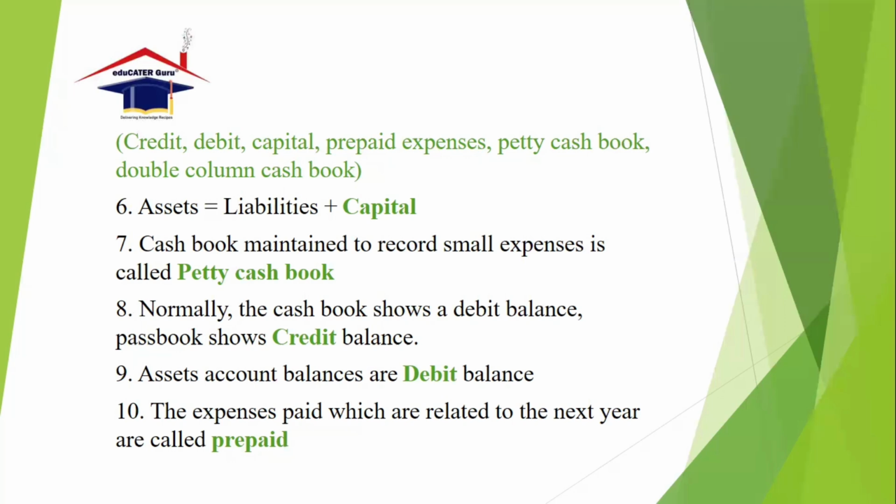Next, the expenses paid which are related to the next year are called prepaid. For example, this year you have to pay an insurance amount of rupees 5,000, and next year also you'll have to pay 5,000. And you feel like you have more money and you can pay for both the years at once so that you get some discount or something like that. So you plan to pay the next year's expenses this year itself. So that transaction is called prepaid, which you have paid in advance. So the expenses relating to next year, which are paid in this year, are called prepaid.